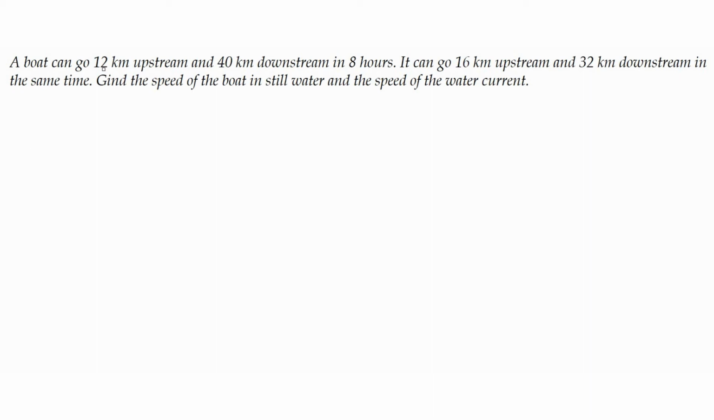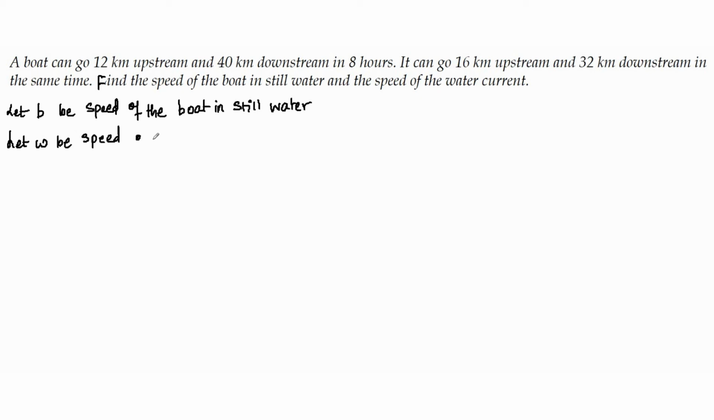Excuse me for this mistake. Find the speed of the boat in still water and the speed of the water current. Okay. So let us solve this question. Let us again take our variables. So let B be the speed of the boat in still water, and let W be the speed of the water current.